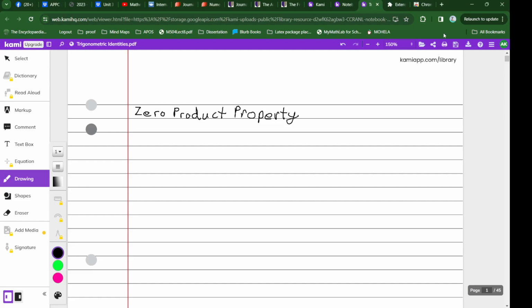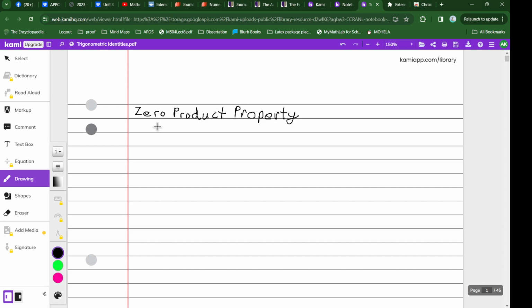Hello, everybody. So what we're doing here, we are going to be starting to talk about trigonometric identities and trigonometric equations. But before we talk about trigonometric equations, I want to mention the zero product property, because this is something that we're going to end up using a lot.